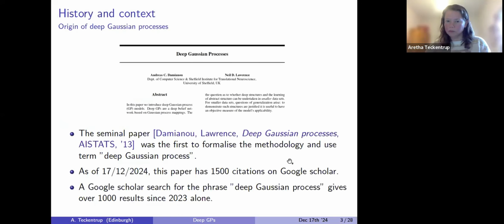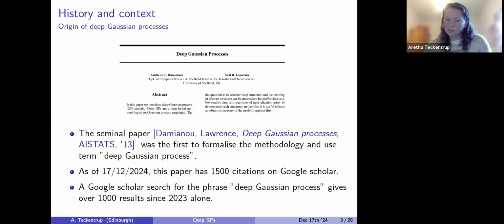Okay, so just to start with the history, the term deep Gaussian processes was really introduced in this paper, which is just called deep Gaussian processes. This was the seminal paper in 2013 from Damianou and Lawrence. That was really the first one to formalize the methodology and use the term. I checked again this morning, and the paper now has over 1,500 citations in Google Scholar, just over the last 10 years. Also, searching for deep Gaussian process on Google Scholar gives you over 1,000 results just from 2023.